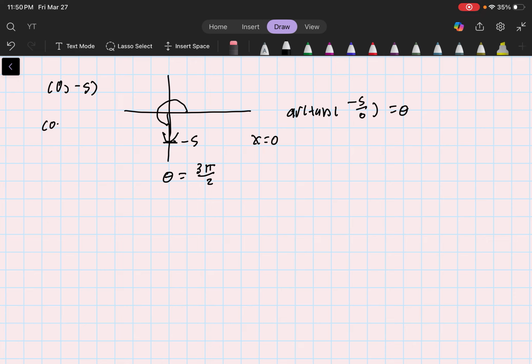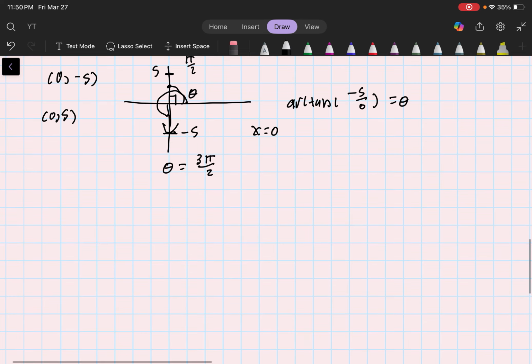Let's say we had 0, 5 as well. We know that 0, 5 is around here. And for this one, it'll be the same situation. You'll have arctangent of 5 over 0 equal to theta. However, since we know that this angle right here is 90 degrees, we know that this is pi over 2, the angle. So therefore, our theta for 0, -5 is 3 pi over 2.